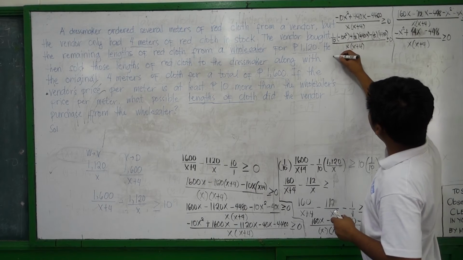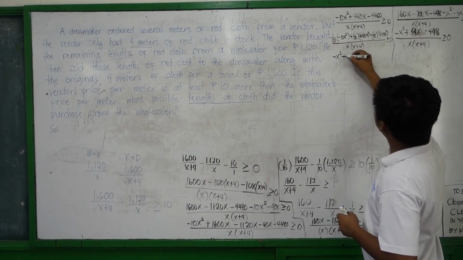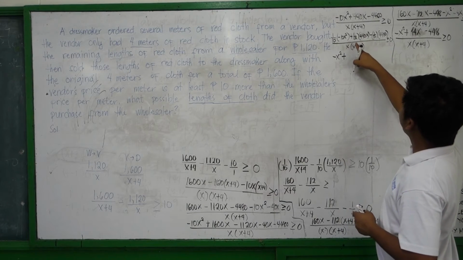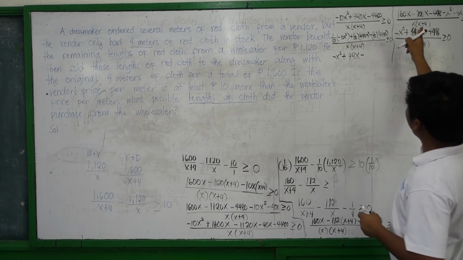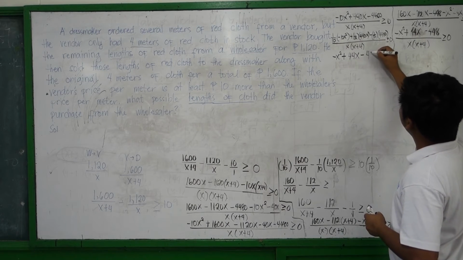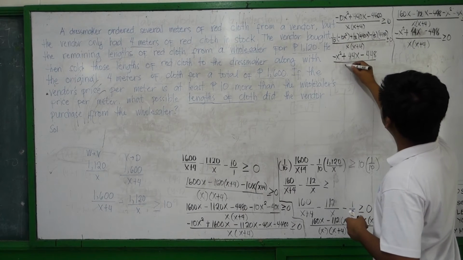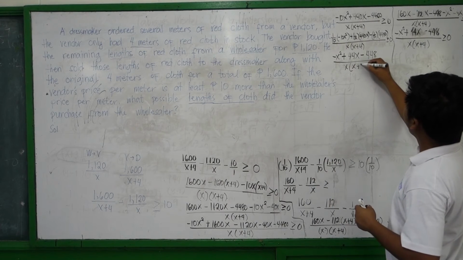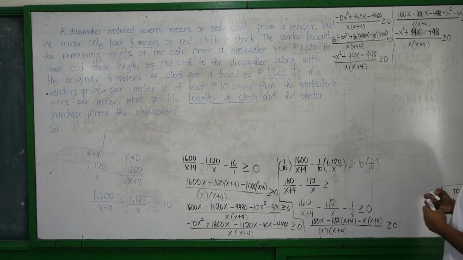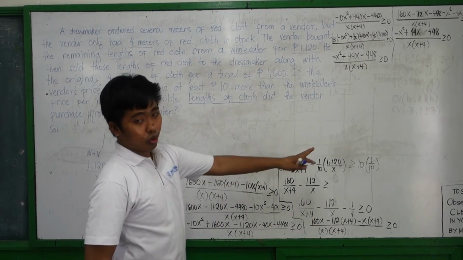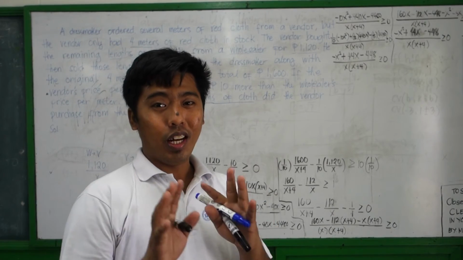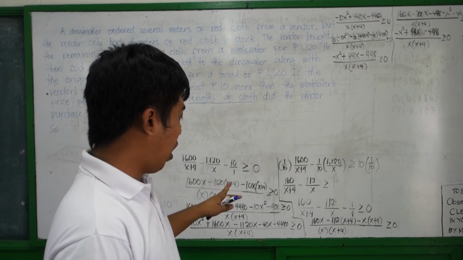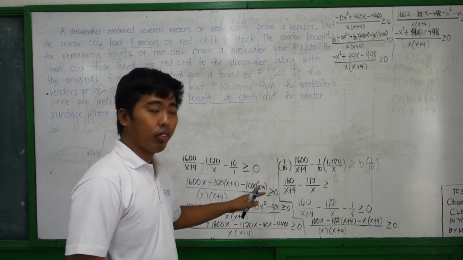So this is negative x squared plus 440 divided by 10, that's 44x, minus 480 divided by 10, that's 48, all over x times the quantity x plus 4, greater than or equal to 0. Look, guys, they are the same. You choose which you prefer, the derivation or my second example. So, let's continue.